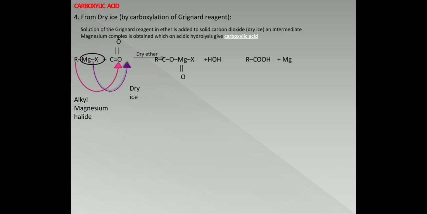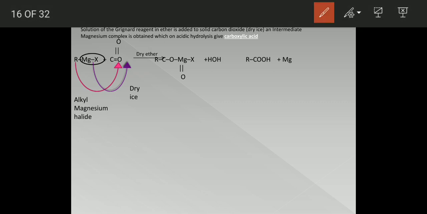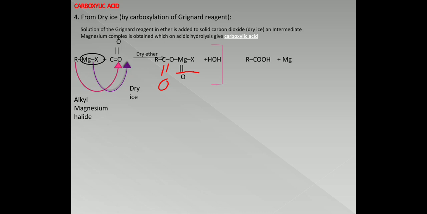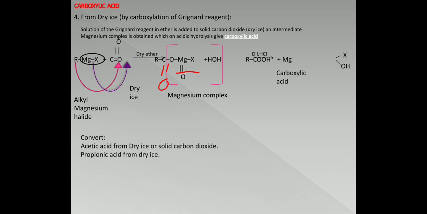Under this dry ether, it forms this magnesium complex. Here, this carbon double bond oxygen should be here with the carbon, and after hydrolysis, it will convert into the carboxylic acid, RCOOH, and byproduct Mg(OH)X. Try to convert dry ice, or solid carbon dioxide, into acetic acid, and propionic acid from dry ice. Try to prepare these compounds.